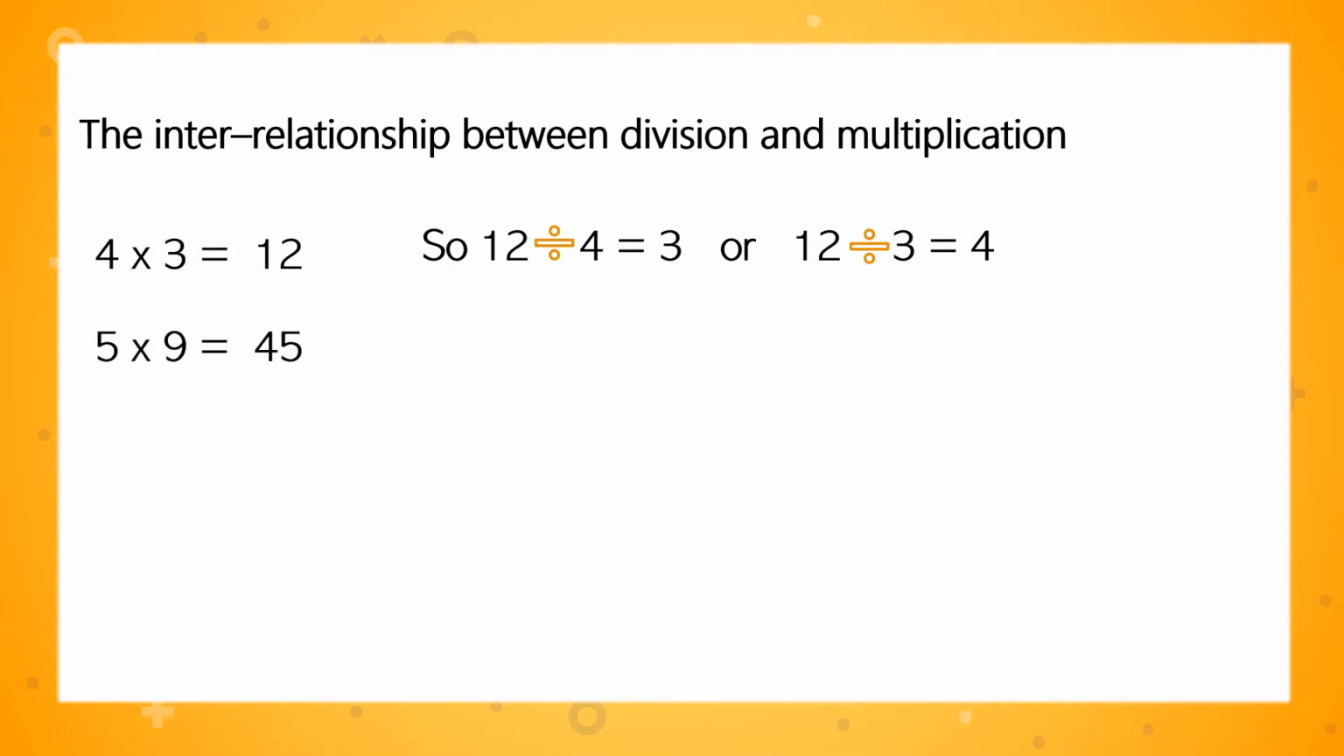Same way, 5 into 9 is equal to 45. So from this multiplication we can make two division sums, that is 45 divided by 5 is equal to 9, or 45 divided by 9 is equal to 5.